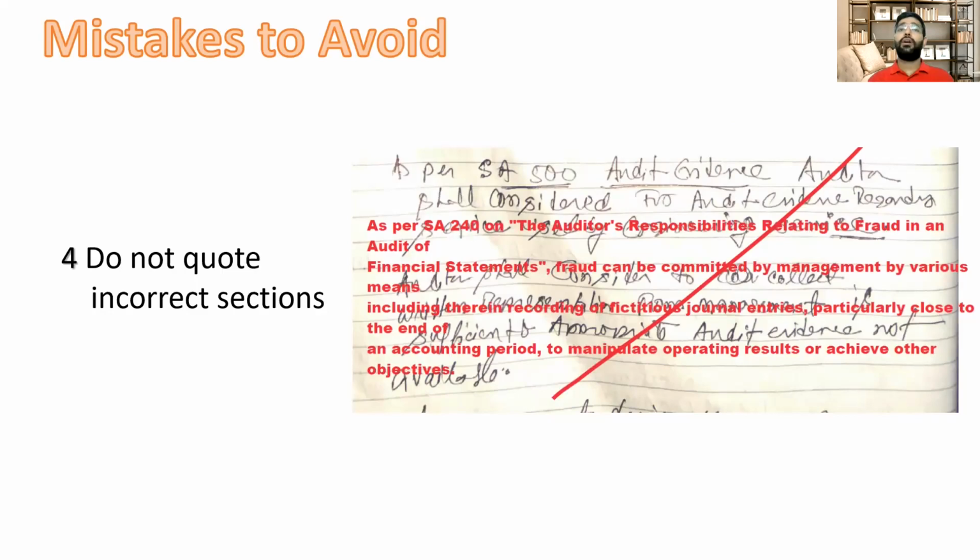Mistake number four: students quote wrong section numbers because they do not remember the right section numbers. If you're not confident about the section number or the clause, please do not quote it. Just mention that according to this Act, so and so clause or provision applies. You need not quote a section number if you're not confident about it. If you're confident, definitely quote it. If not, avoid it.